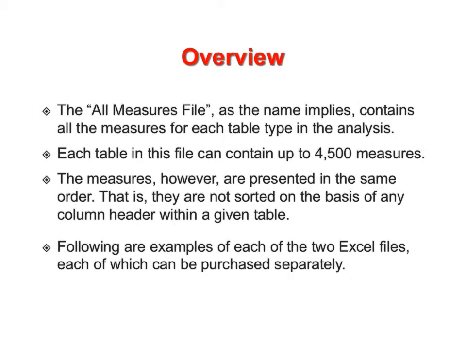The All Measures file, as the name implies, contains all the measures for each table type in the analysis. Each table in this file can contain up to 4,500 measures. The measures, however, are presented in the same order. That is, they are not sorted on the basis of any column header within a given table. Following are examples of each of the two Excel files, each of which can be purchased separately.